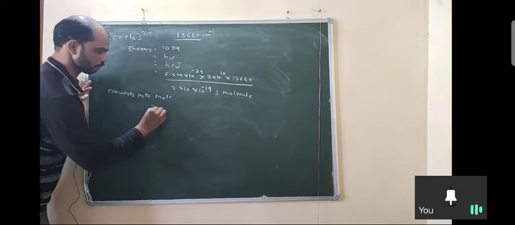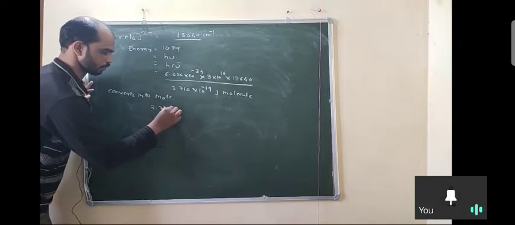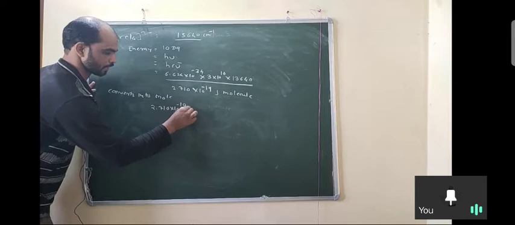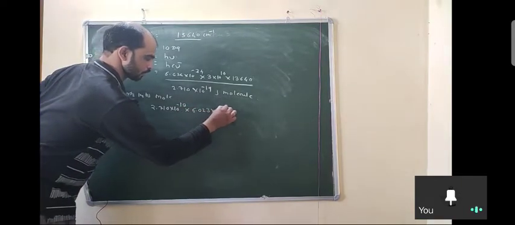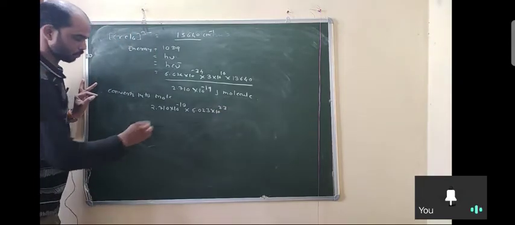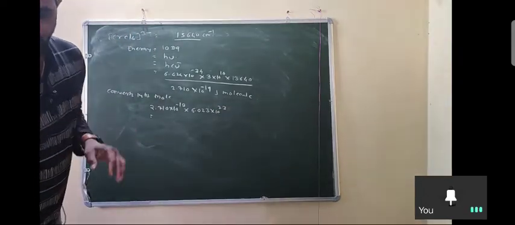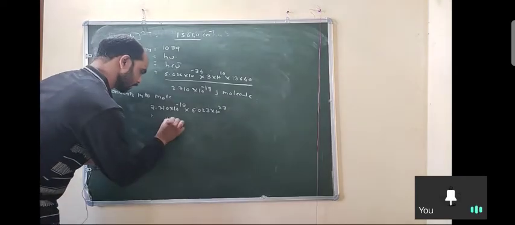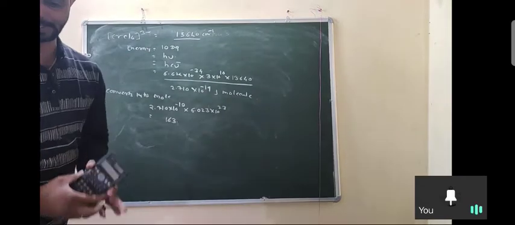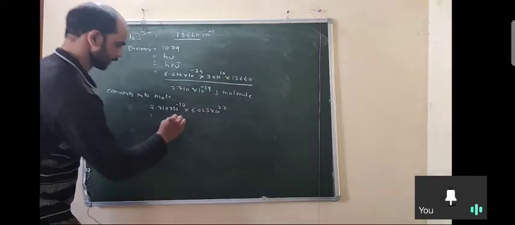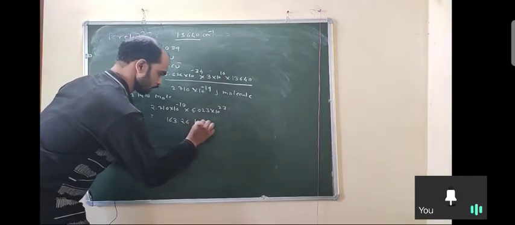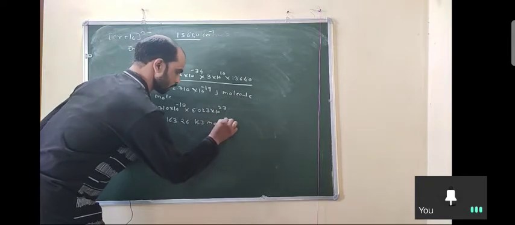So 2.710 × 10^-19 × 6.023 × 10^23. So the answer is 163.26 kilojoule per mole.